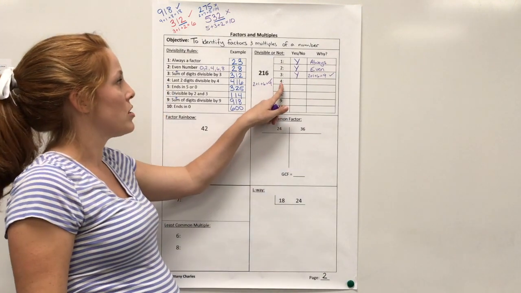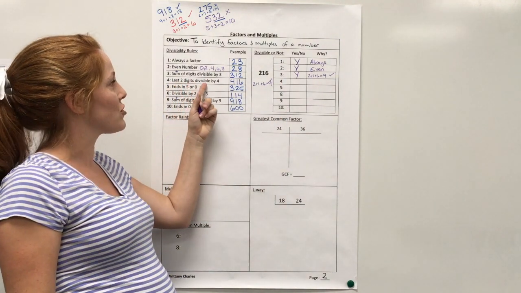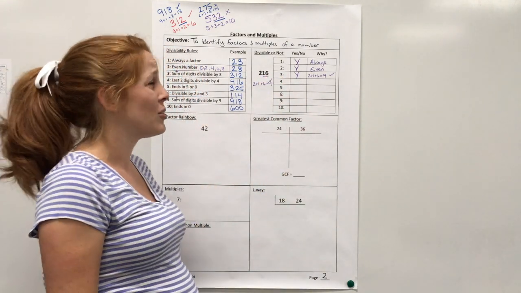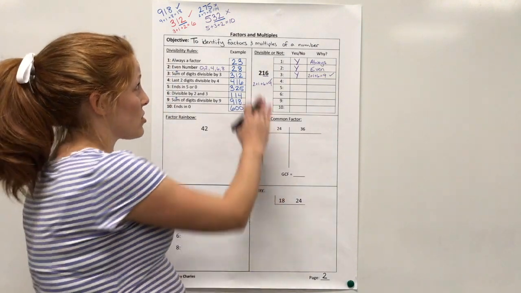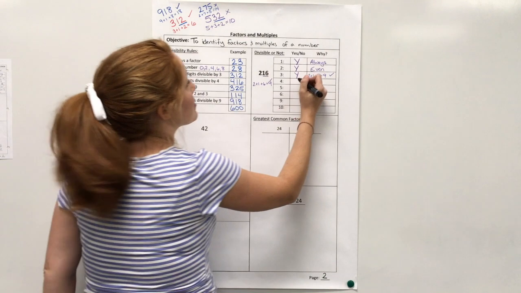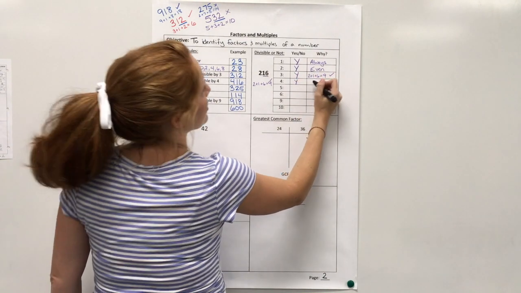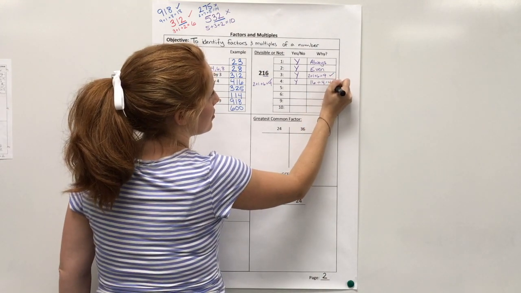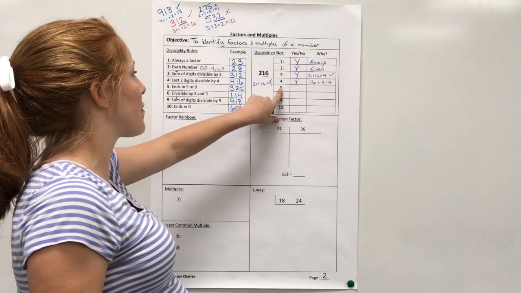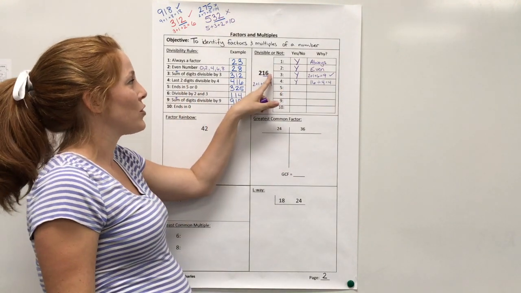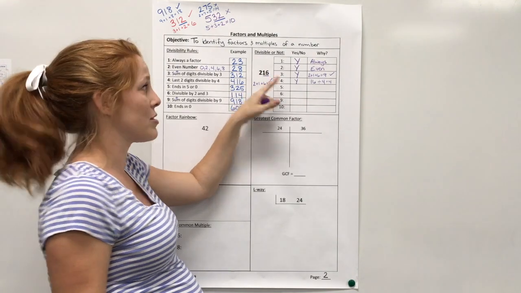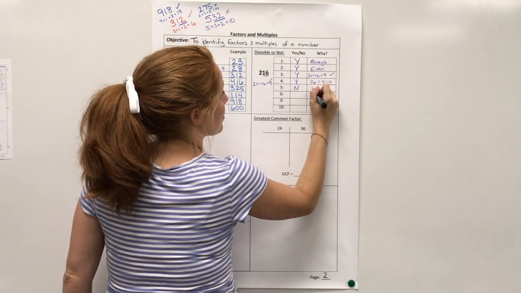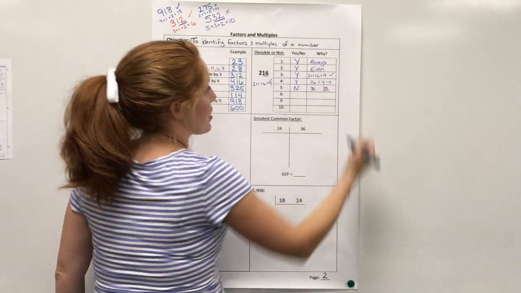All right, next 4. The rule for 4 says the last 2 digits are divisible by 4. So I'm going to look at just the last 2 digits, which is 16. Well, 16 is divisible by 4, so that means this whole number is divisible by 4. So yes, and I'm just going to show that 16 divided by 4 equals 4. All right, now, rule for 5. Ends in a 5 or 0. Well, if I look at the last digit, it's a 6, not a 5 or a 0. So that's going to be a no. And why? Because there was no 5 or 0 at the end.